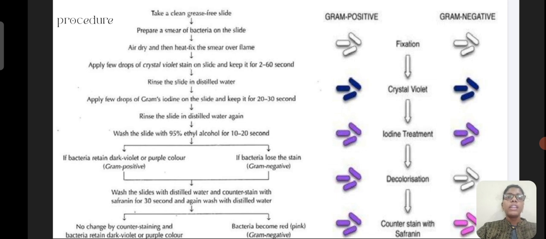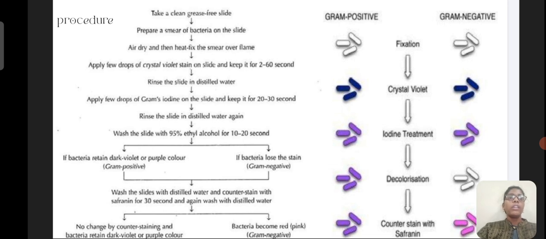Now wash the slide with distilled water and add the counter stain safranin for 30 seconds and again wash it with distilled water. If there is no change after adding the counter stain and the bacteria retain dark violet or purple, it is gram positive bacteria. If the bacteria become red or pink in color, it indicates gram negative bacteria. It can be observed in the diagram.